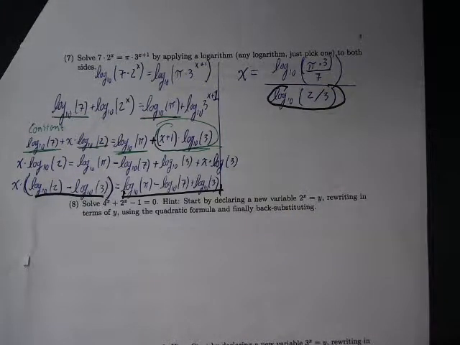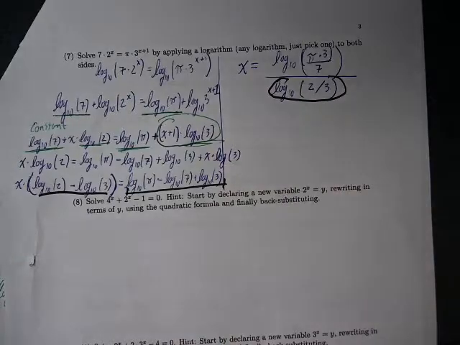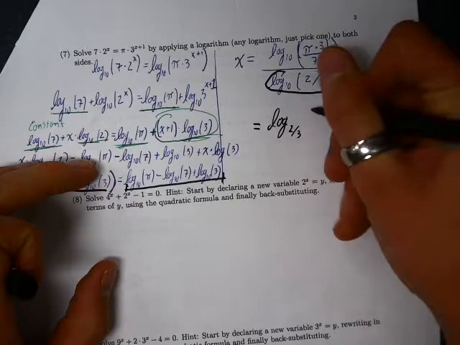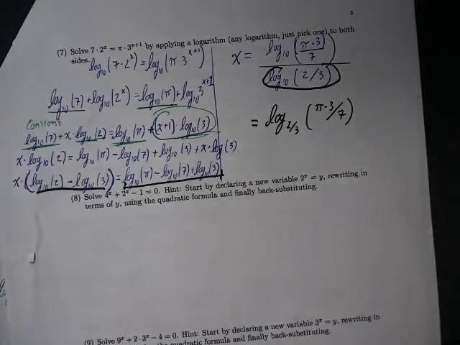Anyone do the same problem but using a different base while I did this? Well, I guess here's a question. Was there anything special about base 10 that made this particularly doable? In fact, I guess you could look at this. This is like a change of basis formula thing. Right? I see a fraction of 2 logs. The change of basis formula says that this should be the same thing as the log base 2/3 of pi times 3 over 7. There's another way of writing the same answer. How do people feel about that? That seem okay?